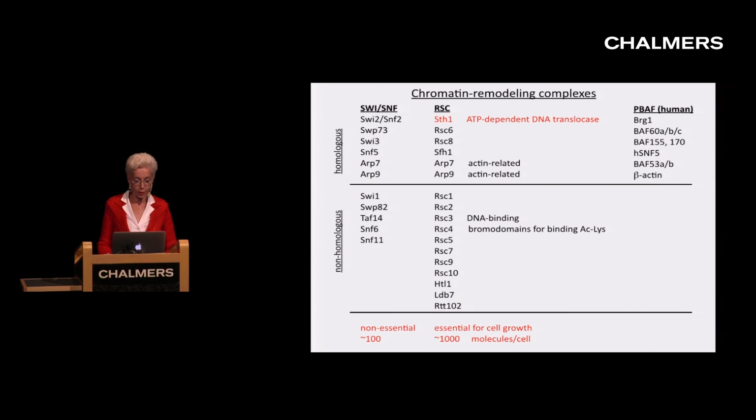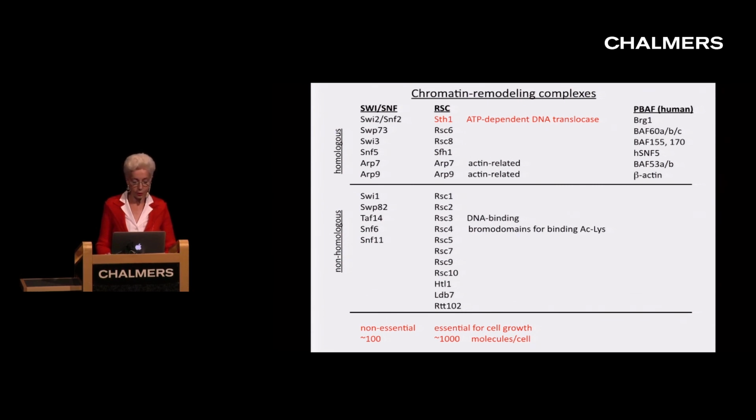The human remodeling proteins are mutated in 20% of all cancers, second only to p53, which is mutated in about 50% of all cancers. SWI/SNF and RSC differ in both importance and abundance. Whereas SWI/SNF genes can be deleted from yeast, RSC genes are essential for cell viability. There are only about 100 molecules of the SWI/SNF complex per cell, but thousands of RSC complexes. For the rest of the time, I will speak about the essential, abundant RSC complex.